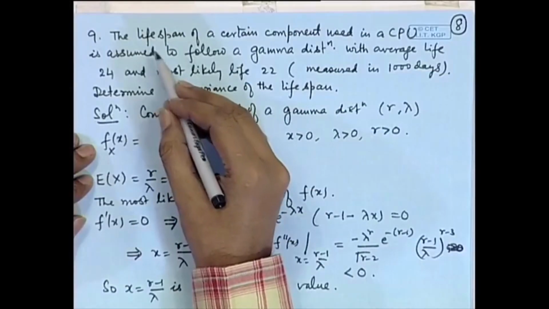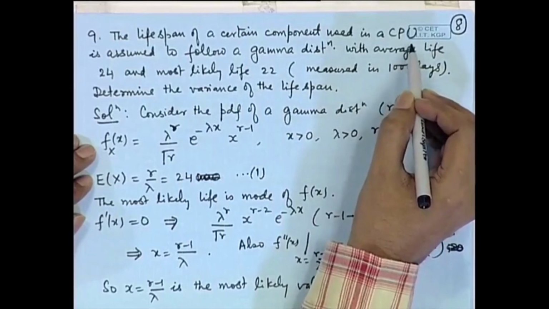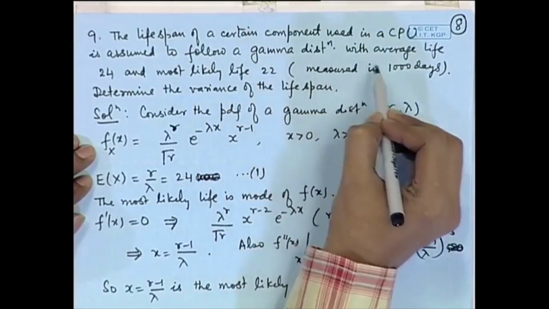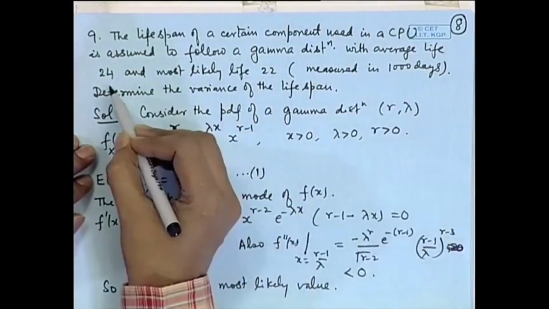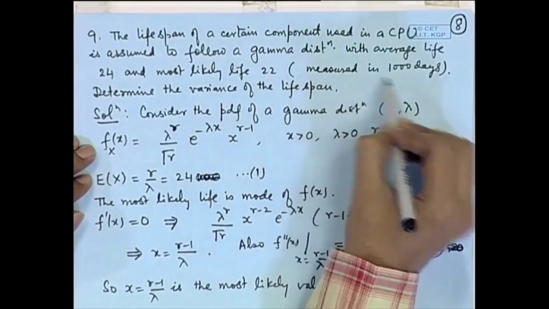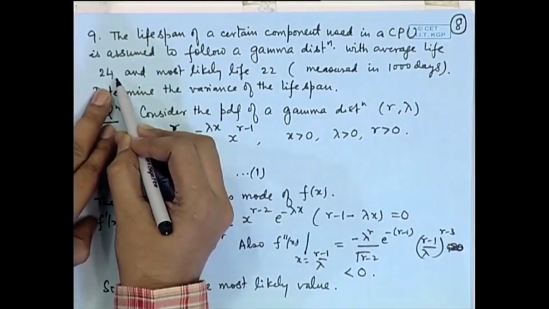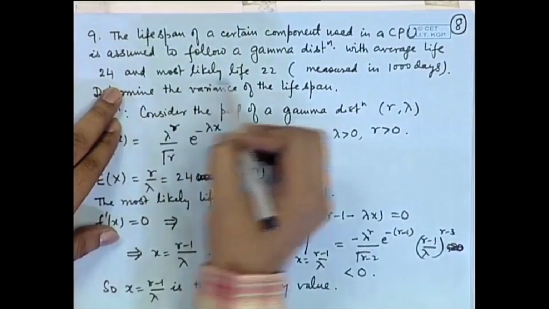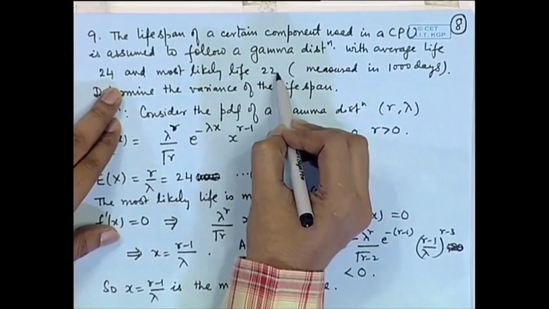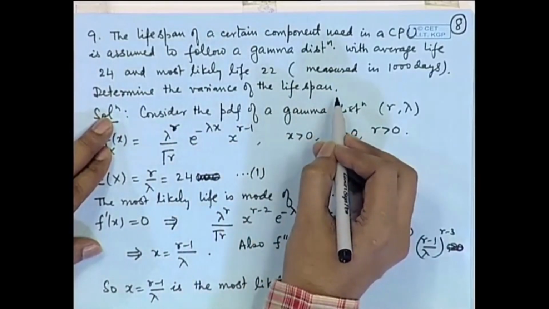Let us look at this example: the life span of a certain component used in a CPU is assumed to follow a gamma distribution with average life 24 and most likely life 22. It is measured in 1000 days. So, that means average life is 24,000 days and most likely life is 22,000 days. Find the variance of the life span.